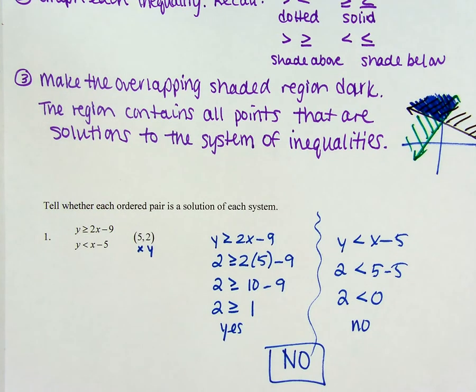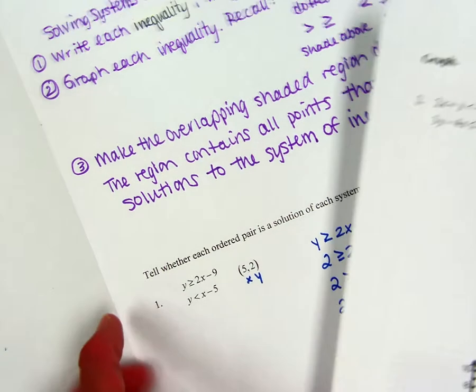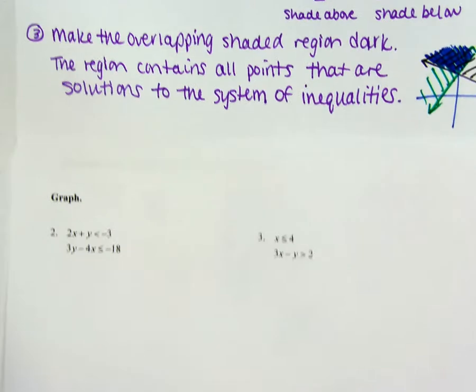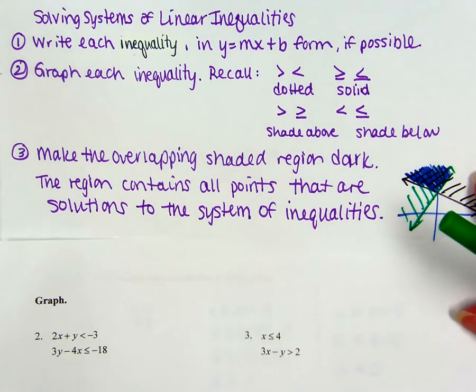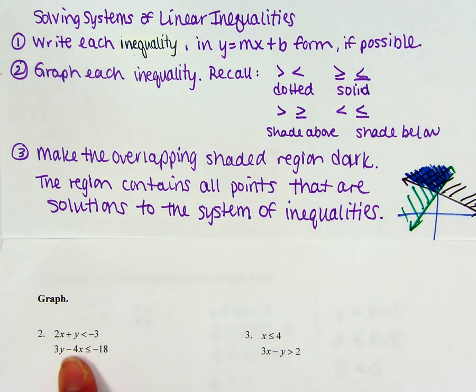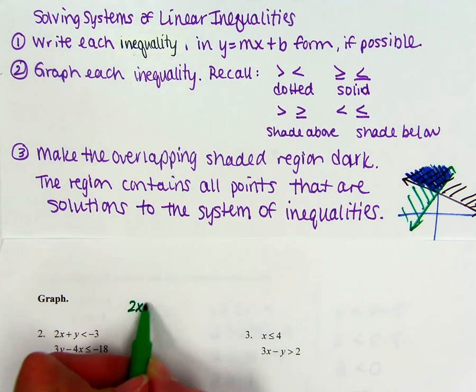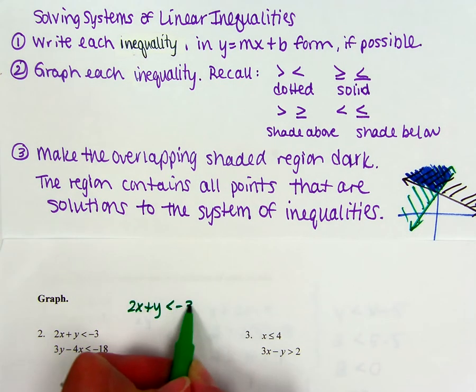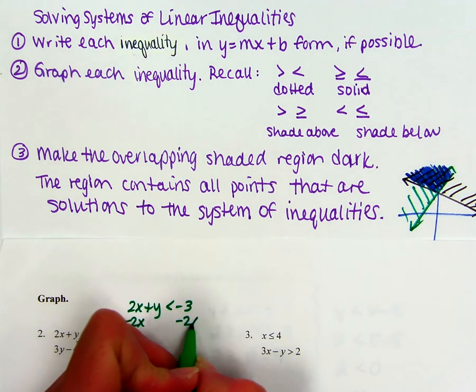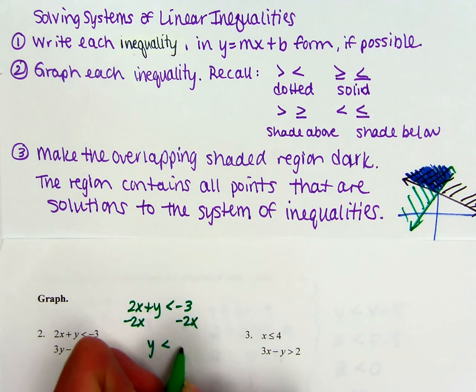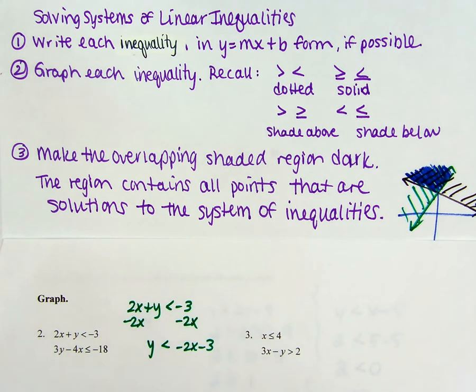All right, but on the next page, these are the ones we're actually going to graph. All right, so I'll try to leave up part of the rules. So first thing is you need to write in y equals mx plus b form. So for my first inequality, it says 2x plus y is less than negative 3. Well, I need to get y by itself. To undo my 2x, I subtract 2x, and I have y is less than negative 2x minus 3. And I have y all by itself. So there's the first inequality.